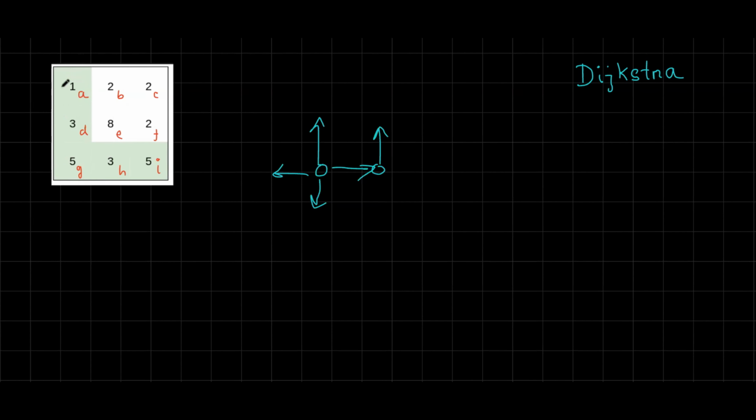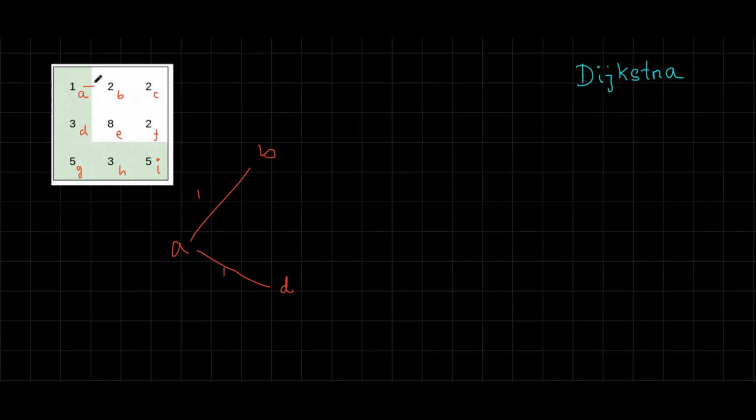Now let's see how we can solve this problem by using Dijkstra. Initially, we have to build the graph. For each cell, I am giving a name: A, B, C, D, E, F, G, H, and I. From the cell 1, I can reach 2 and 3. So from the cell A, by using effort 1, I can reach cell B, and similarly by using effort 1, I can reach cell D.